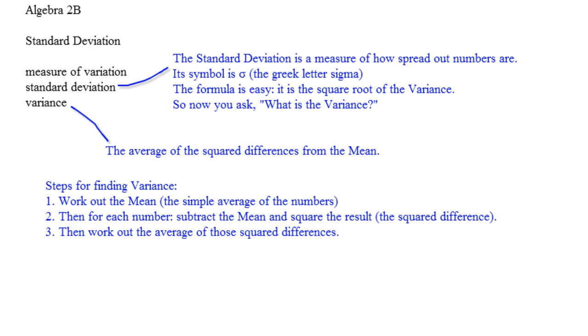And the formula is easy. It's the square root of the variance. So now you might be asking, what is the variance? The variance is the average of the squared differences from the mean. That's a lot of information. So here are the steps for actually doing it.